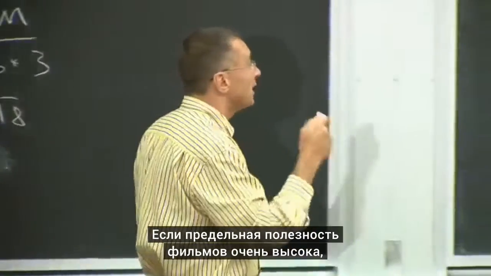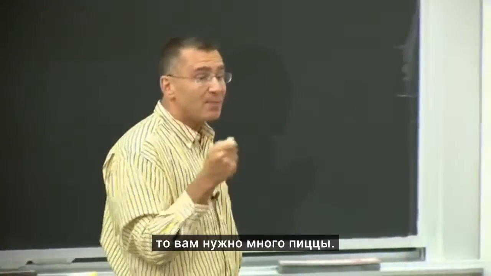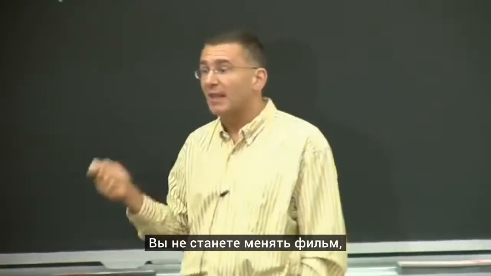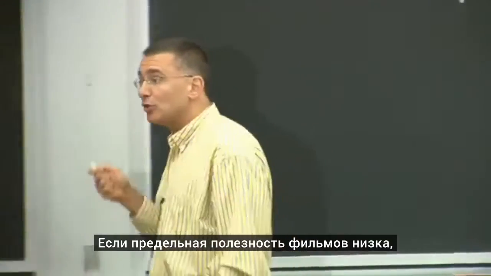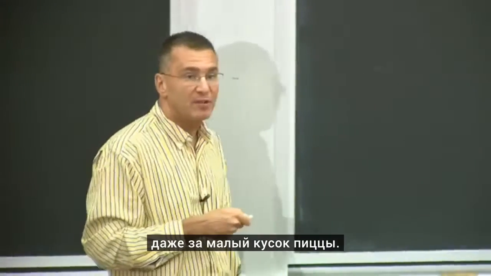Okay? If your marginal utility for movies is very high, then you need a lot of pizzas. You wouldn't trade a movie unless you get a lot of pizza for it. If your marginal utility of movies is very low, you'd be happy to give up a movie even for a small fraction of a pizza. So that's the marginal rate of substitution.